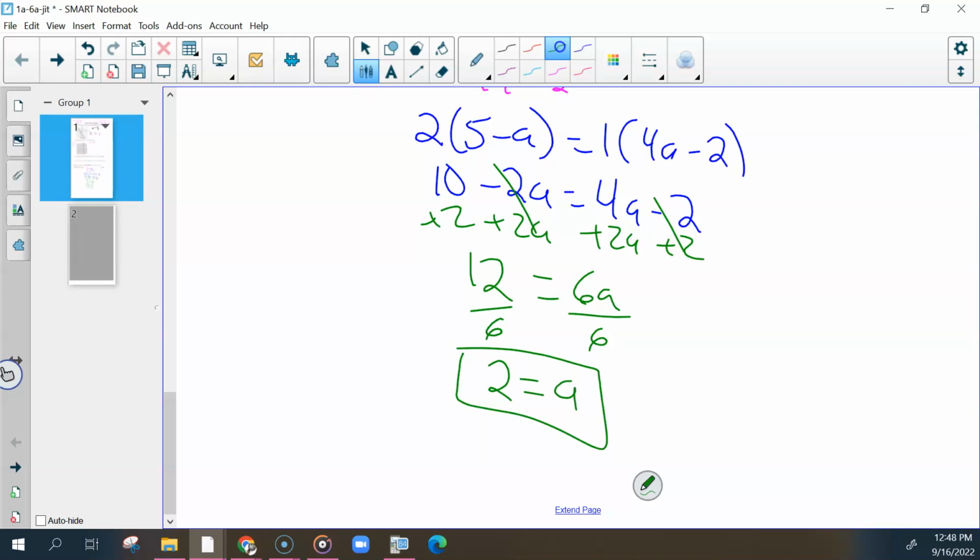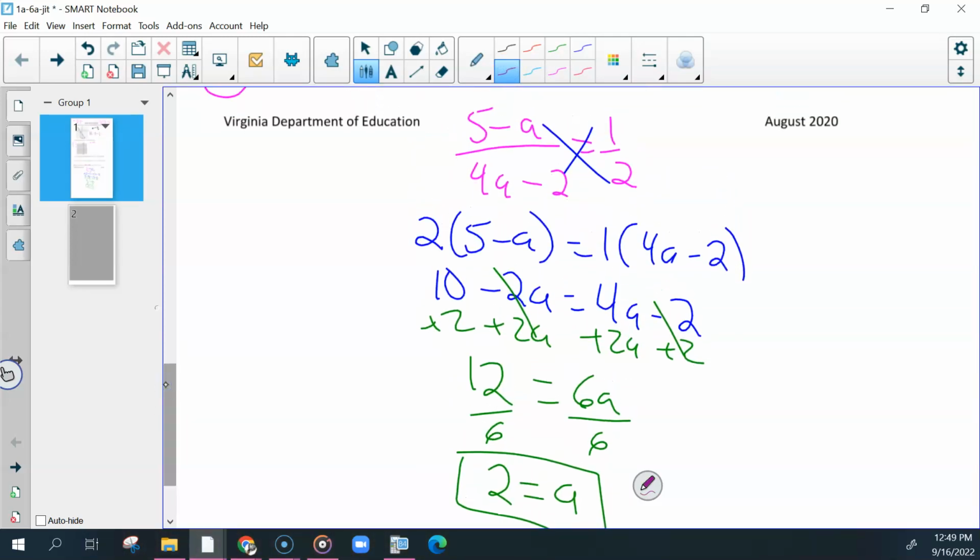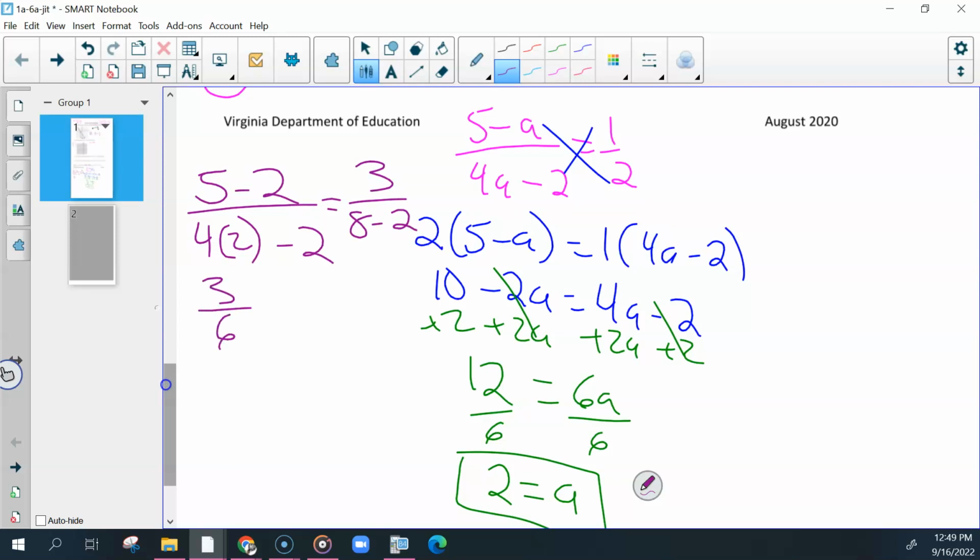But we want to make sure that it works, that we didn't just solve it and incorrectly get an answer. So we have to put this back into our fraction. 5 minus 2 over 4 times 2 minus 2. So 3 over 8 minus 2, 3 over 6, which simplifies to 1. So it does work. But again, that was a lot of work. Any others on the quick check we want to see go over?